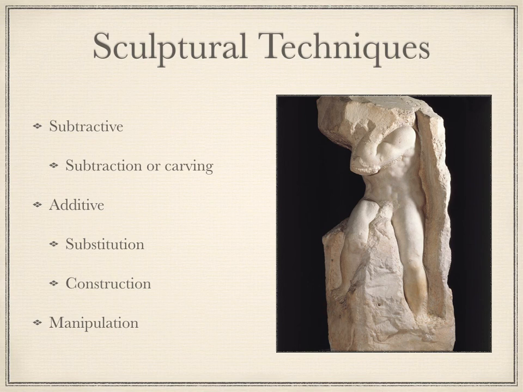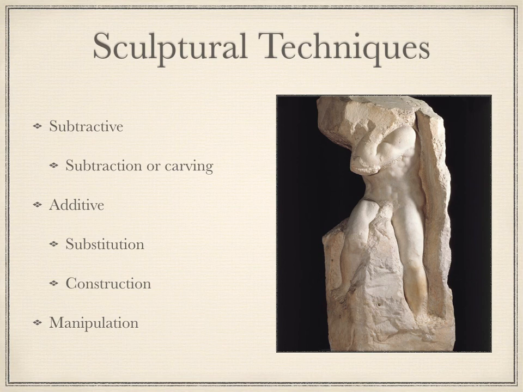The first is what's called construction. Construction builds the form by adding various elements. So the Statue of Liberty, that is something that was constructed. You have many, many different pieces that are put together. Next, you have what's called substitution, also known as casting. This always uses a mold and then adds or substitutes a different material, wax, bronze, or fiberglass.